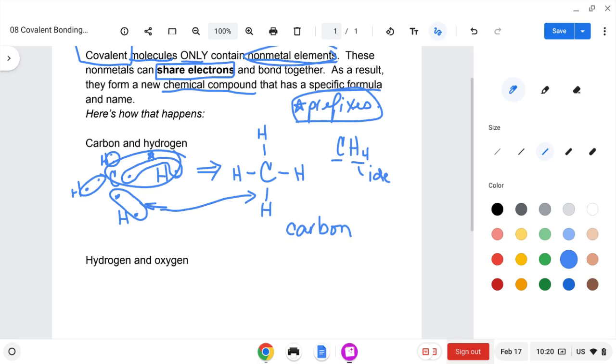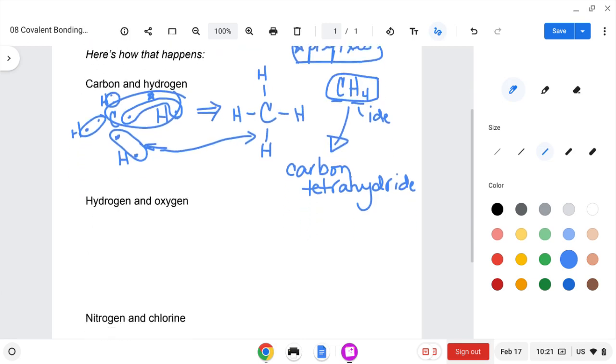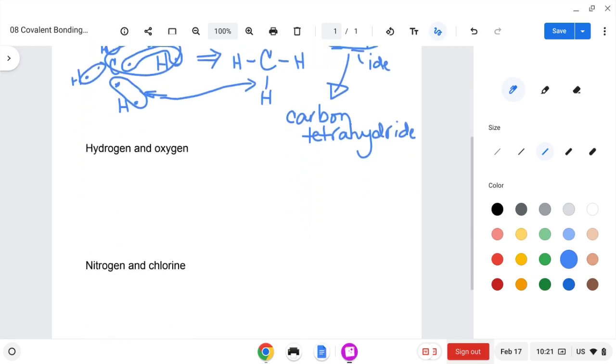But we actually leave off the mono from the first element. On the second element, I have 4 hydrogens, and the prefix for 4 is tetra. So we say that we have a tetrahydride. Okay, so carbon tetrahydride is the name of this chemical formula when it is a covalent molecule. So you have to know your prefixes. We're going to have a chart for you so that you know them all. But you should know those and have learned them in grade 10 science.